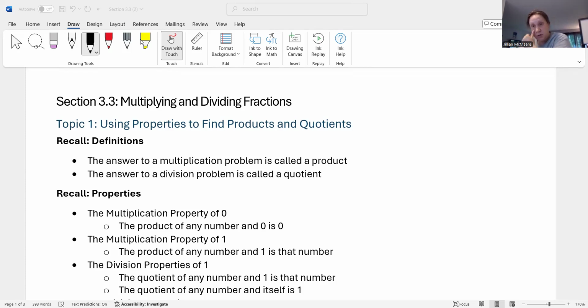So we have definitions, properties, and then we'll eventually get to a little bit of practice. Then we'll start talking about fractions. So the first two definitions come up in the name of this topic. So we have products and quotients. What are those? The answer to a multiplication problem is called a product, and the answer to a division problem is called a quotient.